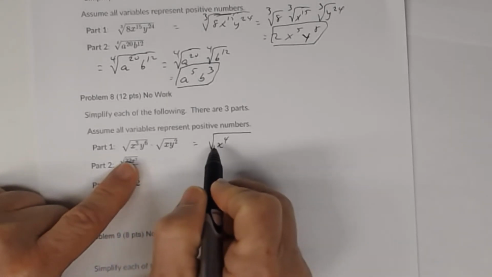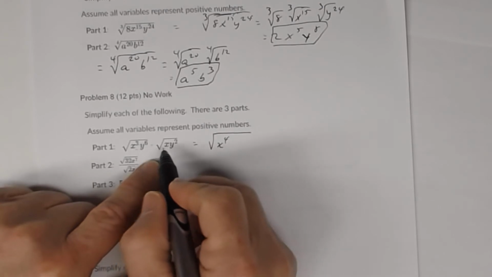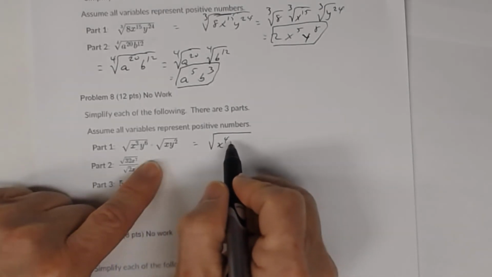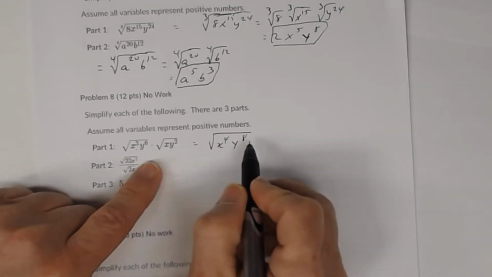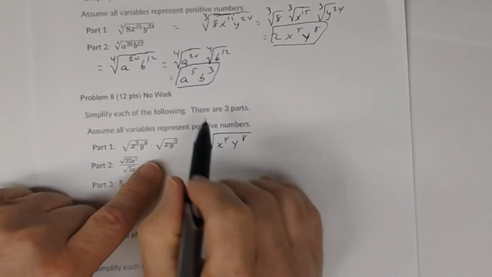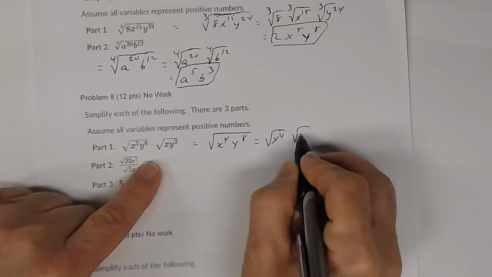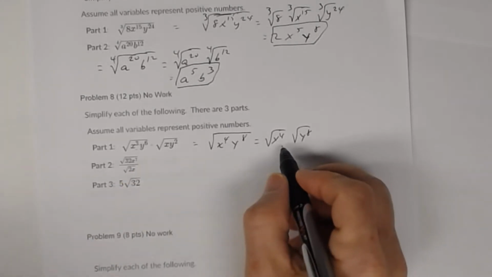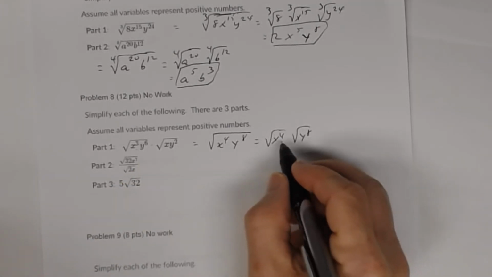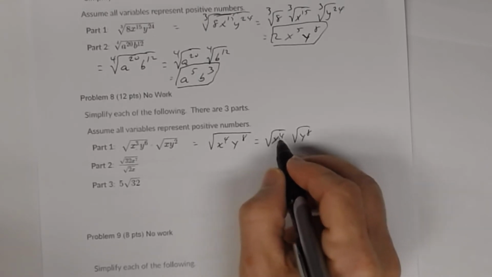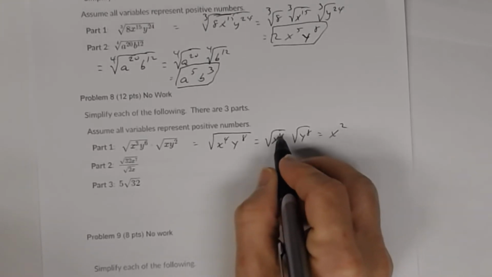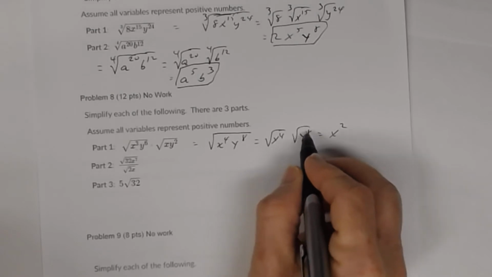So 3 plus 1 is 4. When you multiply like bases, you add exponents. Y to the 6th times y squared is y to the 8th. 6 plus 2 is 8. And now, just like we did here, I can rewrite this as the square root of x to the 4th times the square root of y to the 8th, and then simplify each part. The square root of x to the 4th, what times itself twice is x to the 4th? Well, that's x squared. 4 divided by 2 is 2. What times itself twice?